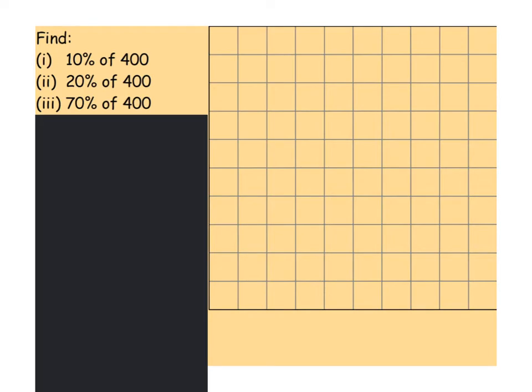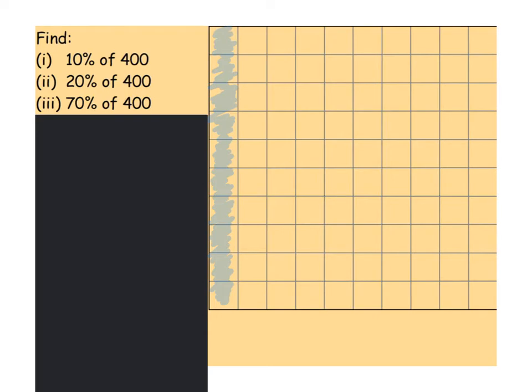And remember that 10% means 10 out of 100. So if this square has 100 pieces, then 10% is 10 of them. So here's 10 of them. Now you can see that those 10 can be repeated. So I could have the same 10 over here, or here, or here. And if I have 10 of those 10s, then I get the whole 100. And we know that in this question, the whole 100% is going to represent 400.